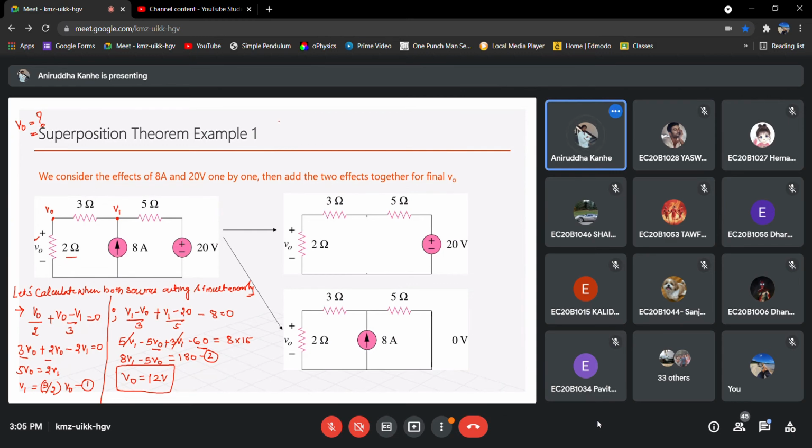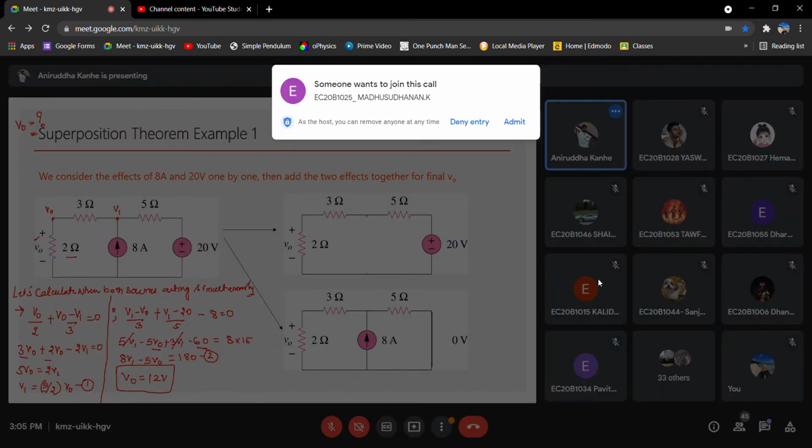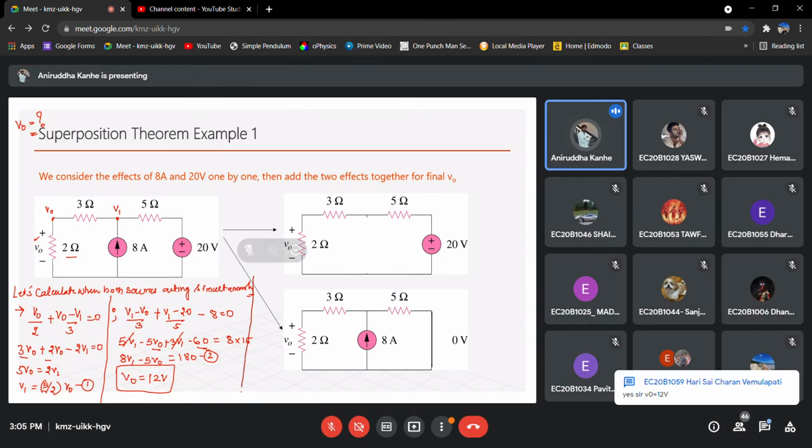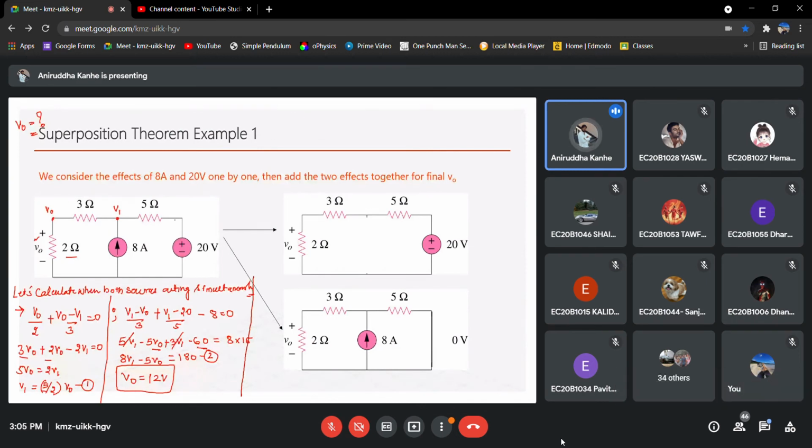Okay, fine, good. Now what you have to do is consider one source alone at a time. So this is the case when only the 20 volt voltage source is acting, and that is the case when only the 8 ampere current source is acting.